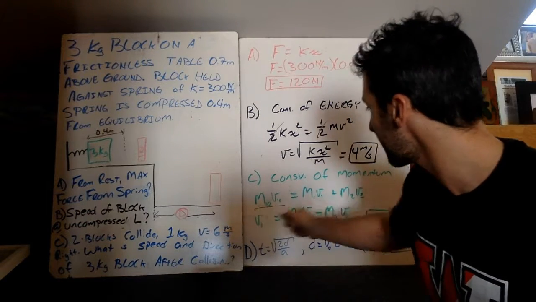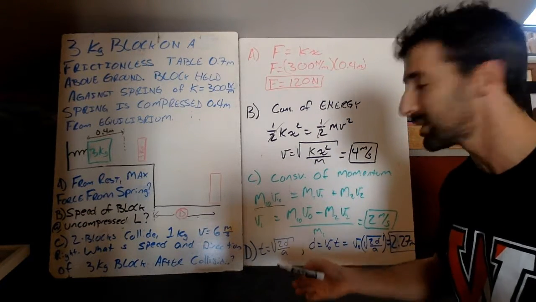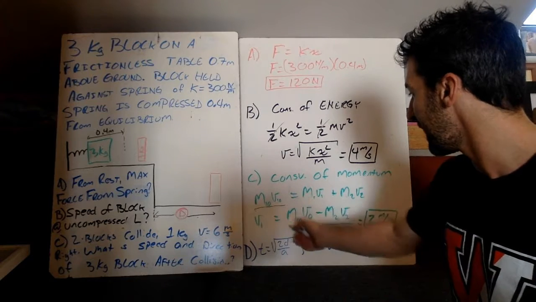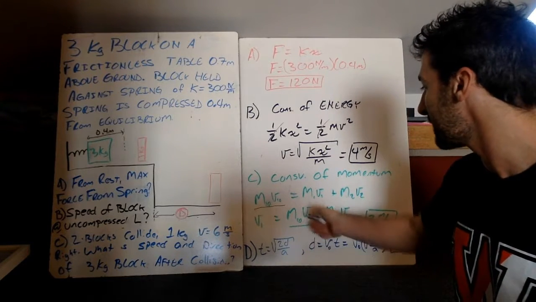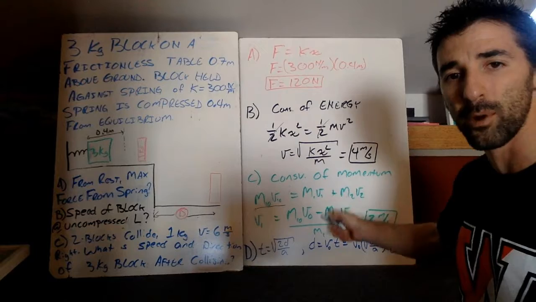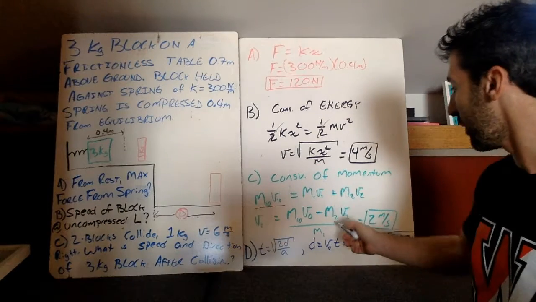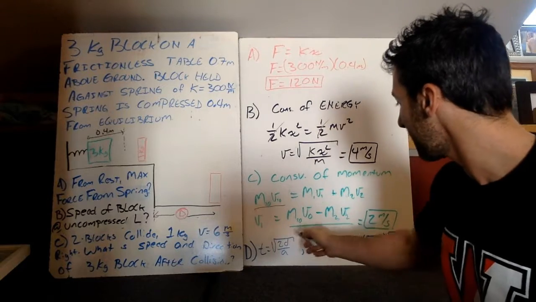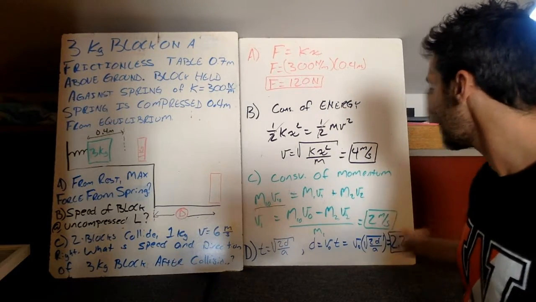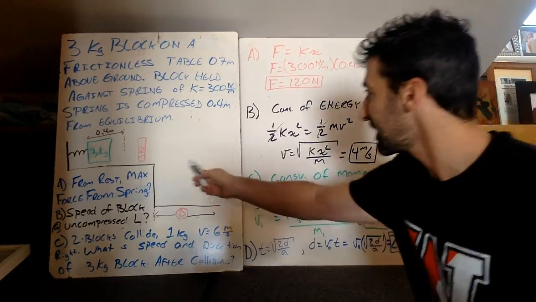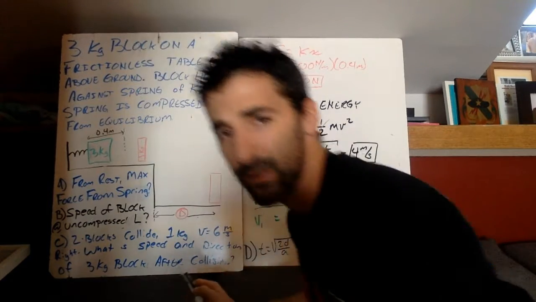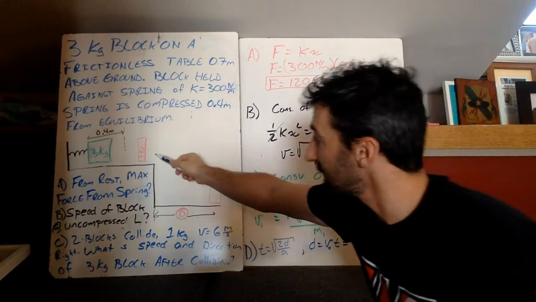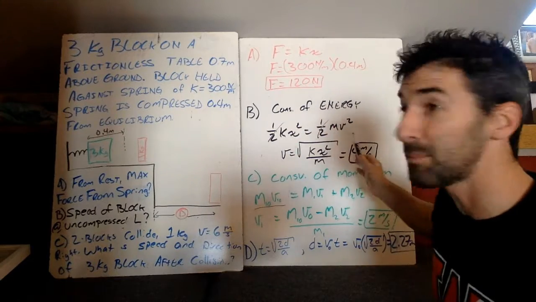So I know the velocity of the 3 kilogram block afterwards, after they collide, is my initial momentum, m1 naught times v naught, minus the momentum of the second block, the 1 kilogram block, m2 v2, divided by the mass of my first block. I get 2 meters per second for the velocity of this 3 kilogram block, which means after it collides into this 1 kilogram block, it's going to keep going.